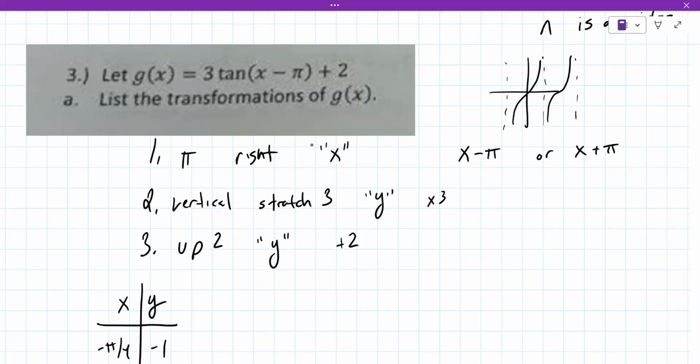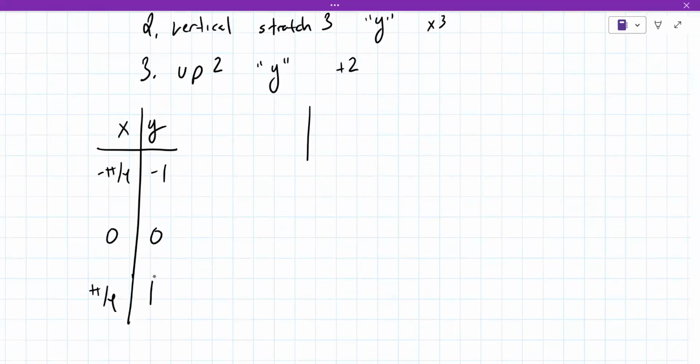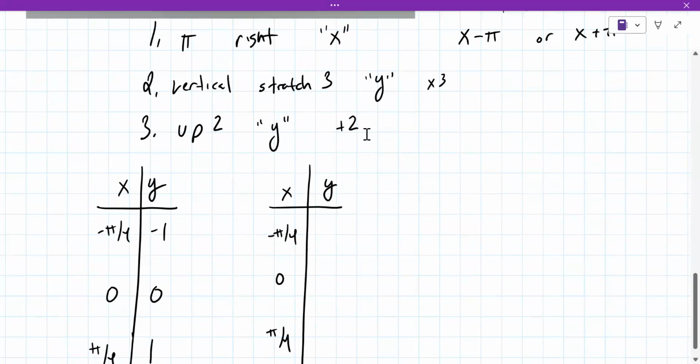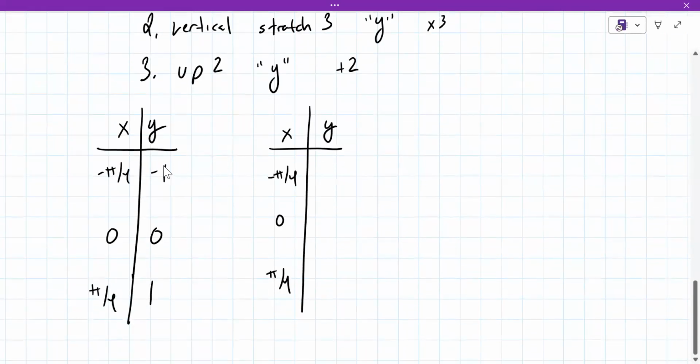Does that all sound familiar? Okay. So before we graph it, it's good to make this new table. The x values are staying the same, but for the y values, and this is where the order matters, you have to first multiply by 3 and then add 2. So you're multiplying each of these y values by 3 and then adding 2 to them.